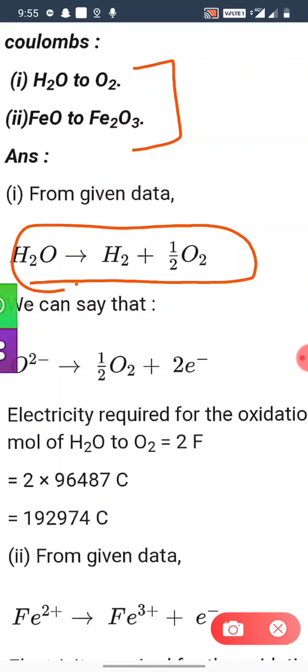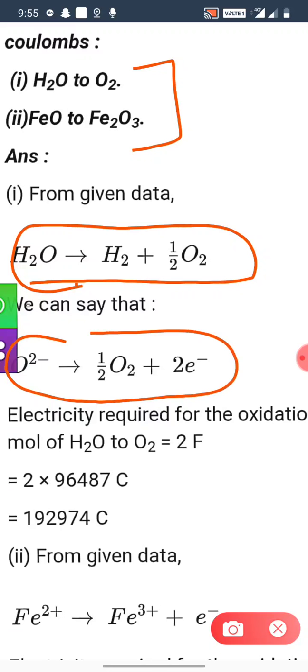So here is the electrolytic reaction. 1 mole of H2O is dissociating to give 1 mole of H2 and half mole of O2. This is the balanced chemical equation. So you can say that to carry out this conversion, that is to convert 1 mole of O2 minus to oxygen, you will be needing 2 electrons.